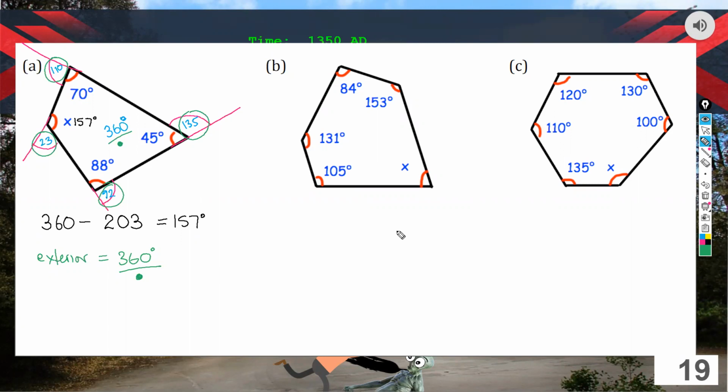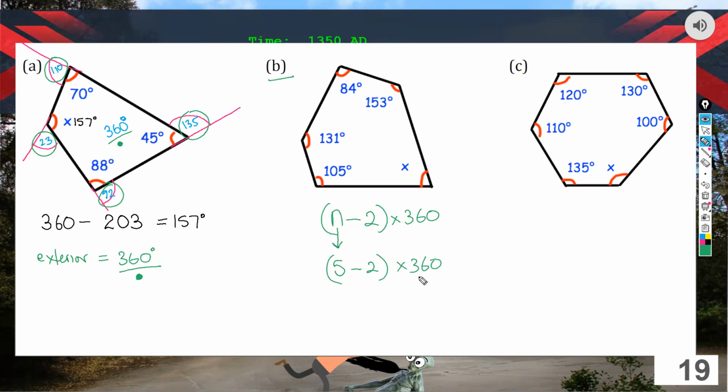For example, in question B, this is not a quadrilateral. This has 1, 2, 3, 4, 5 sides. That's a pentagon. To figure out how much all the degrees in a pentagon add up to, we use this formula: n minus 2, multiplied by 360. And n is the number of sides the shape has. So replace the n with 5. You have to say 5 minus 2. That will give you what?